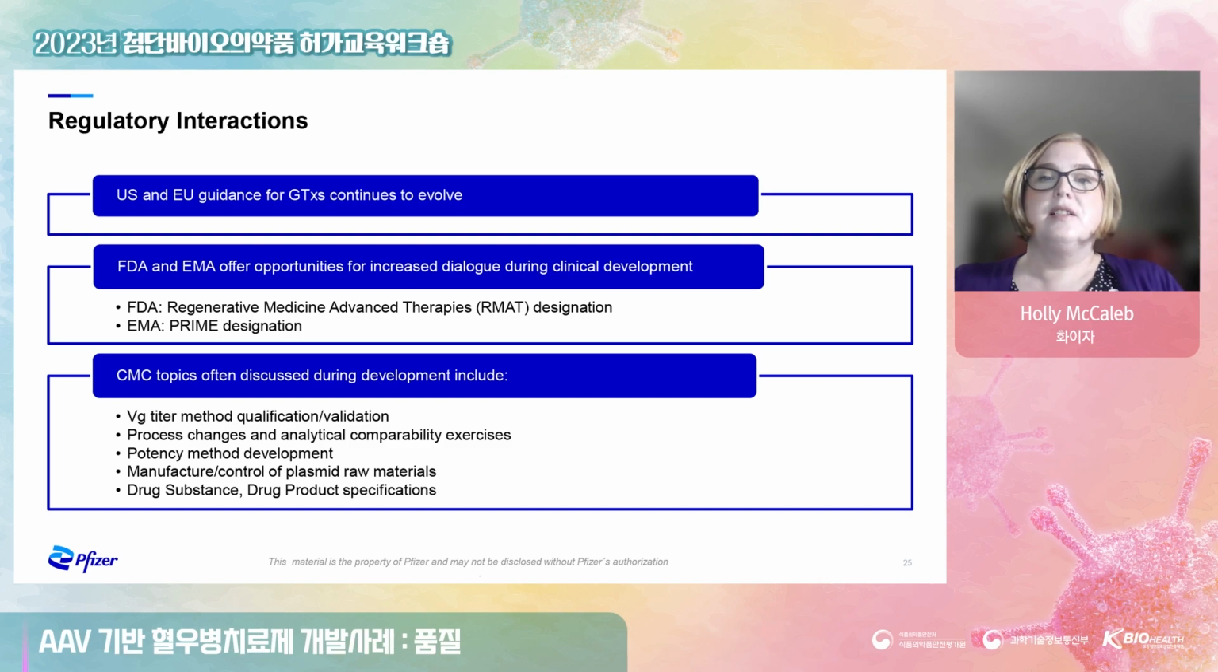Some of the key CMC topics discussed during development include vector genome titer method qualification and validation, process changes and analytical comparability exercises, potency method development, manufacture and control of plasmid raw materials, and drug substance and drug product specifications. Manufacturers are encouraged to take advantage of the opportunities for dialogue to discuss these topics.